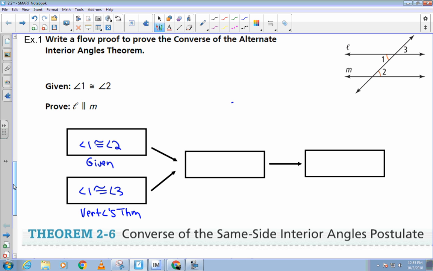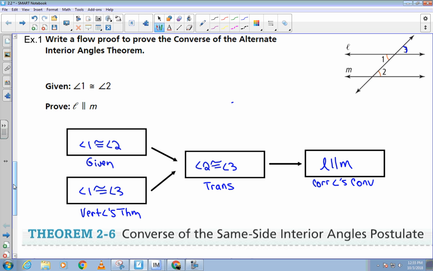Okay, so these two statements go together, and you can say angle 2 is congruent to angle 3, and that would be by what? Transitive. Okay? And so now, if 2 and 3 are congruent, what can I say about L and M? That they're parallel. So L is parallel to M, and that's because the corresponding angles are congruent. So you would use the corresponding angles converse, or the converse of the corresponding angles theorem. Okay? So this is a flow proof.